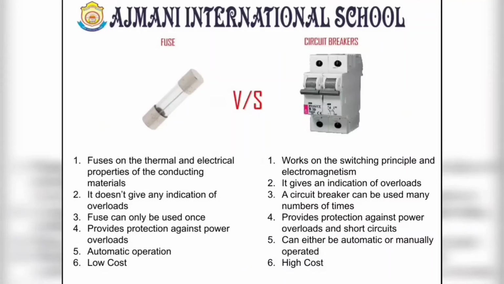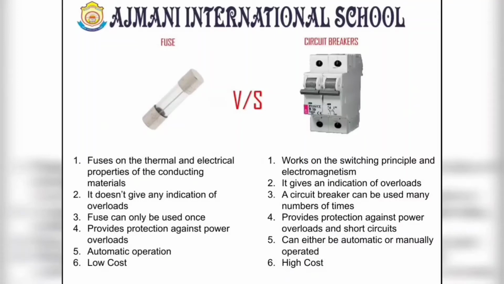Now, a fuse does not give any indication that there is any overload, but the MCB will indicate that there is an overload of electric current and the circuit could be harmed. A fuse can be used only once, after it breaks, so you need to change the fuse after one use, but an MCB circuit breaker can be used any number of times.